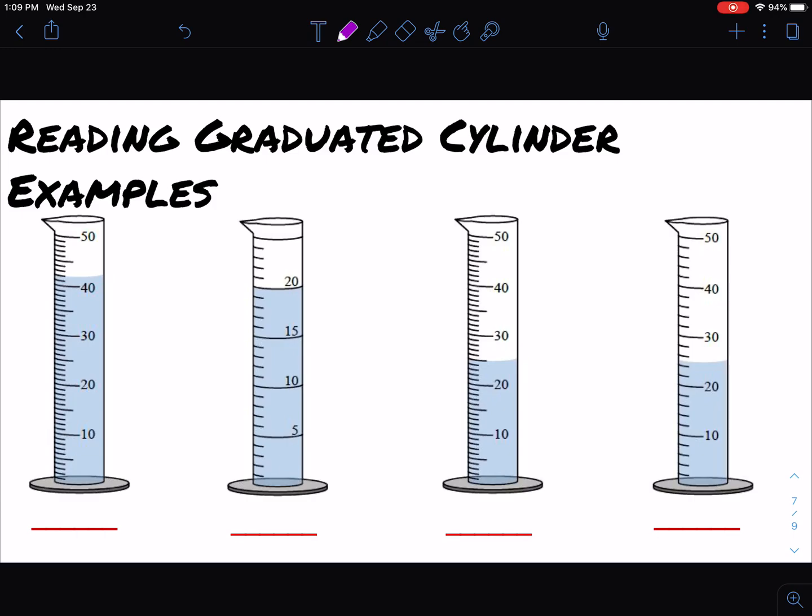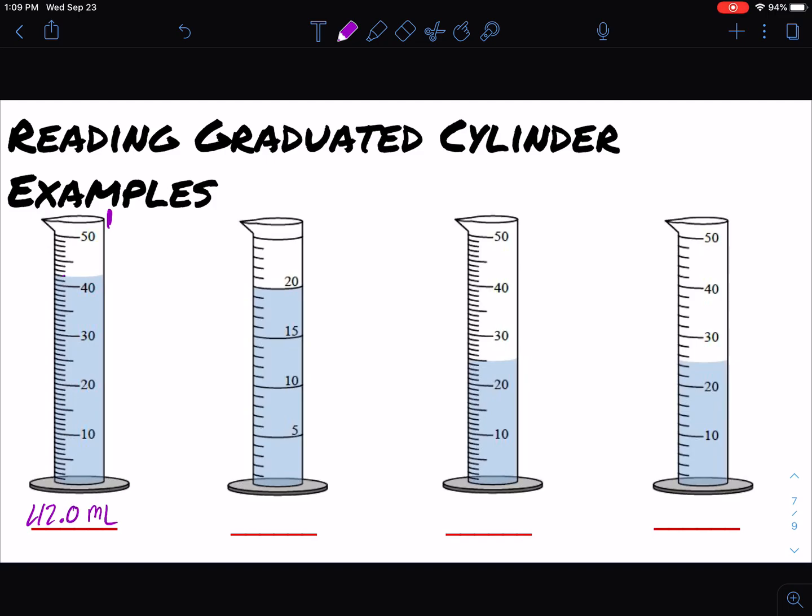So here's some examples of graduated cylinders. Number 1 here. What would be the volume of this liquid? Well, you got to figure out how much does each one go up by. So let's start at 40. 41, 42, 43, 44, 45, 46, 47, 48, 49. Okay, so we're good there. It goes up by 1s. Real easy. So 41, 42 right there. So we know it's 42. Because it goes up by 1s, it's going to be 42.0 milliliters.